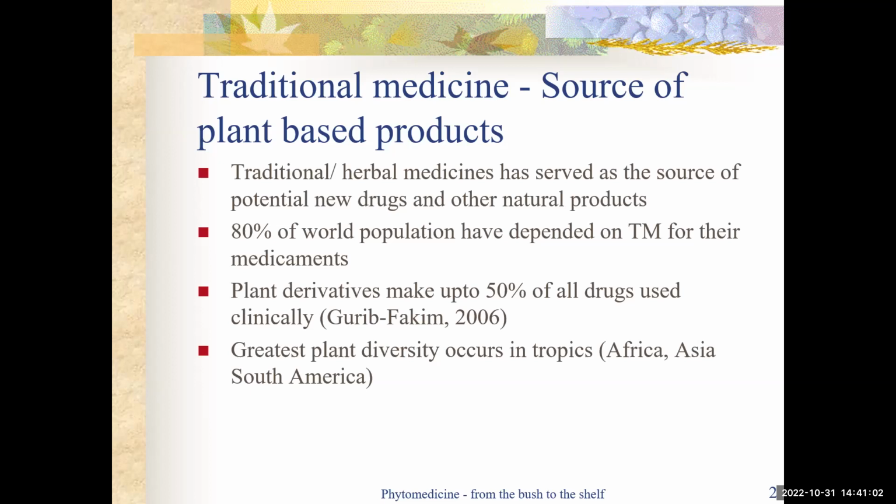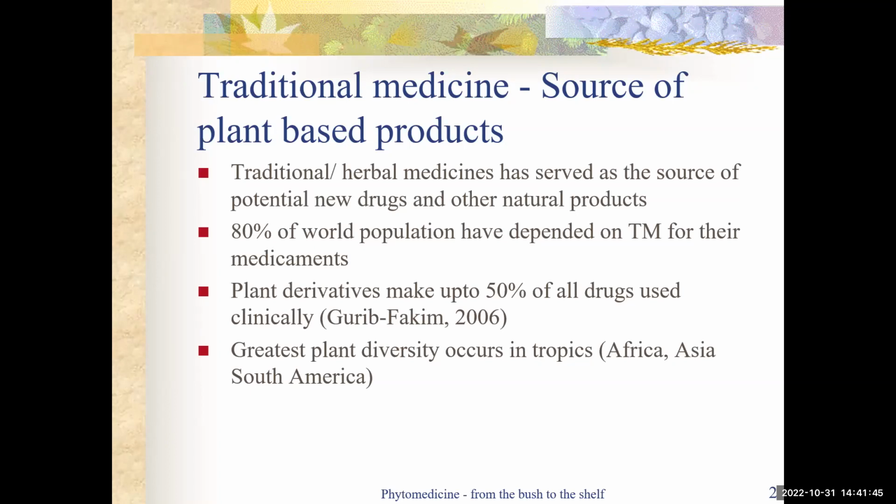So traditional medicine has given the greatest number of conventional medicines that we know. And we also know, for example, that 80% of the world's population depends on traditional medicine for their medical needs. And if we also look at literature, we've seen that plant derivatives make up 50% of the drugs that have been used clinically. So this kind of usage and the diversity of plants makes plants really a great source.